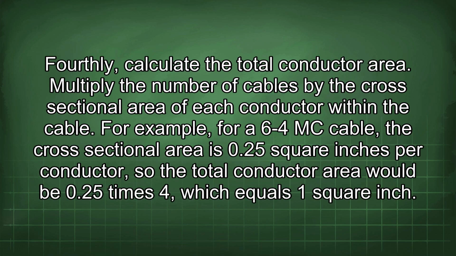Fourthly, calculate the total conductor area. Multiply the number of cables by the cross-sectional area of each conductor within the cable. For example, for 6-4 MC cable, the cross-sectional area is 0.25 square inches per conductor, so the total conductor area would be 0.25 times 4, which equals 1 square inch.